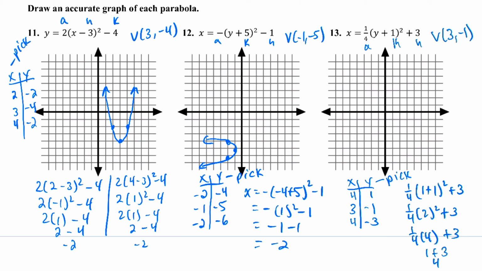And again, when we are done graphing, we should have a U-shape opening to the right. So to graph my points, I'm going to the right 4, up 1, right 3, down 1, right 4, down 3. And then we're making that U-shape. And then that is going to conclude our parabola section.